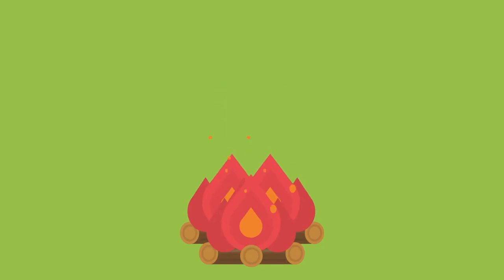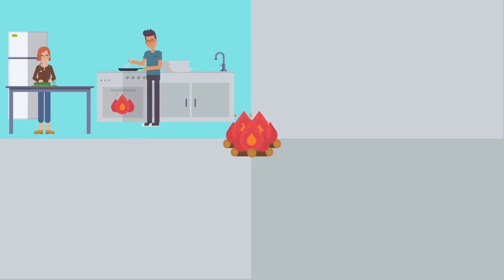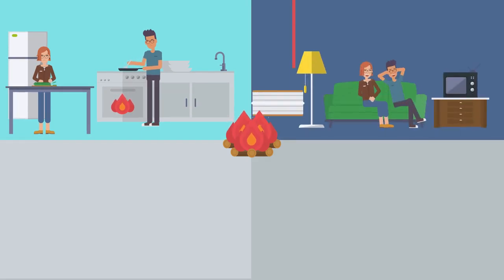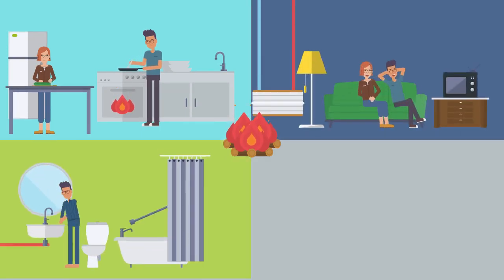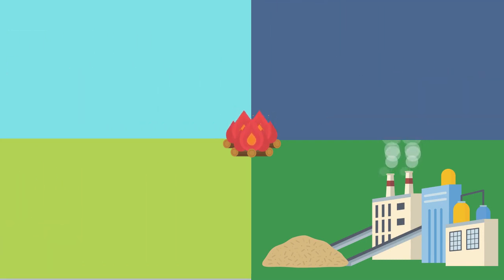Burning biomass produces heat. This heat can be used in very different ways: for cooking, for space heating, for producing domestic hot water, or for power generation. Let's analyze the production of electricity, or power generation.